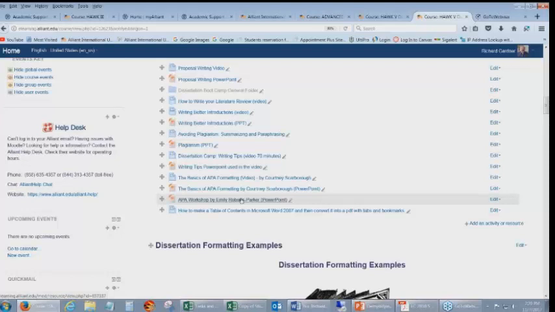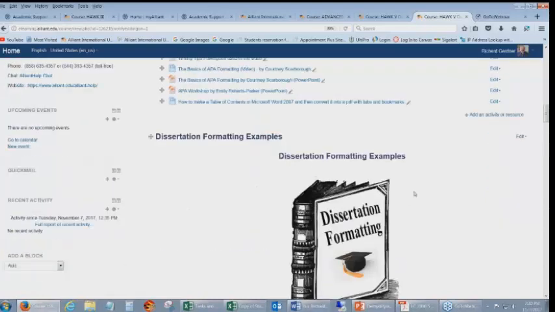So, again, send them to the Hawk 5 for any kind of writing questions. Just have them check this stuff out. I mean, everybody that watches it thinks it was very, very helpful. So dissertation formatting examples, and because of the different schools, of course we have different formats for different programs.